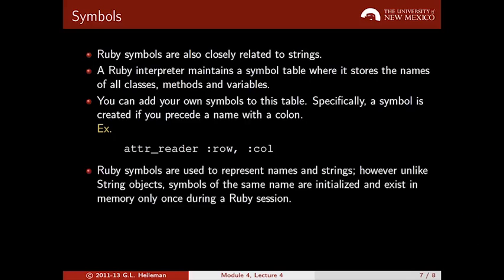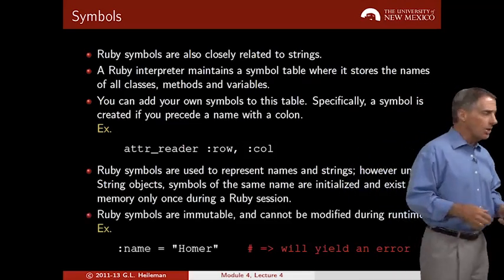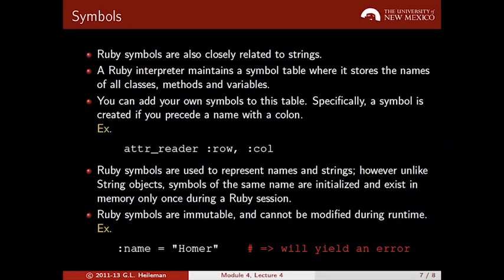So Ruby symbols are used to represent names and strings, but unlike string objects, as I've already mentioned, the same name can be initialized and exist in memory only once for a Ruby symbol, but many times for a Ruby string. Thus, you can't do things like this. As I've said, Ruby symbols are immutable, so you can't create a symbol, say from the IRB command prompt, and assign a string to it. Try this, you'll get an error.